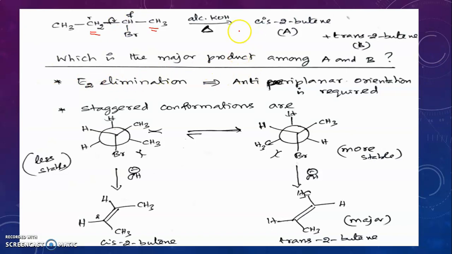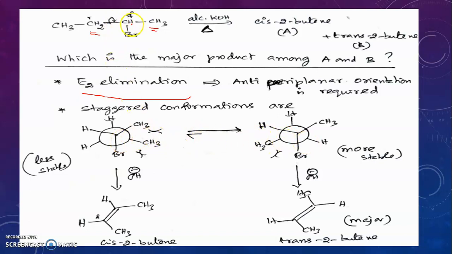Listen, since it is a secondary halide, secondary halides prefer to undergo E2 elimination. You know very well, tertiary halides prefer to undergo E1. All other halides prefer to undergo E2 in general. So this halide undergoes E2 elimination, and I told you in the beginning, for E2 elimination, anti-periplanar orientation is preferred, right? So for this molecule, with respect to this carbon-carbon single bond, two staggered conformations are possible.